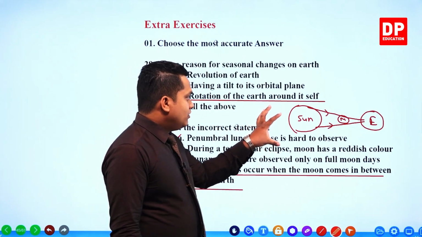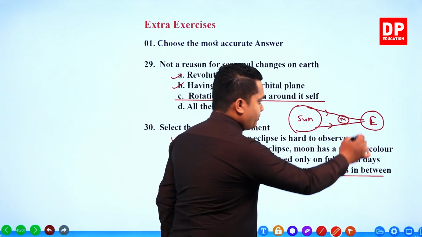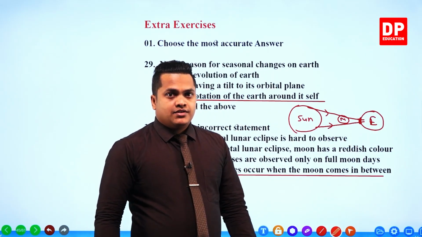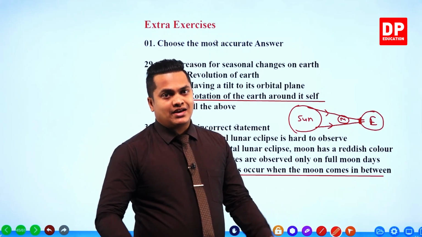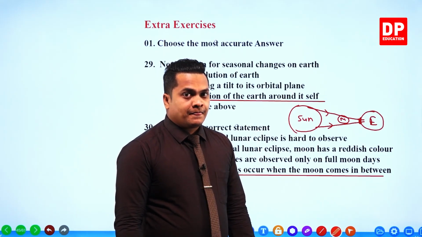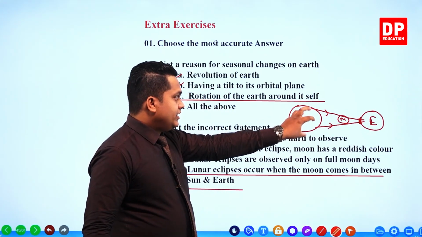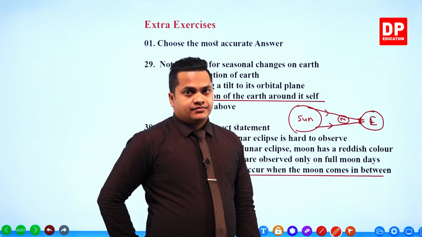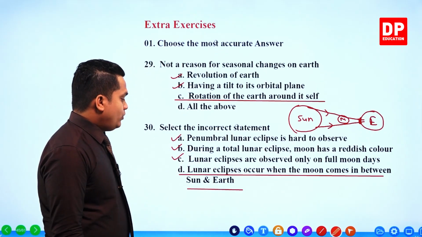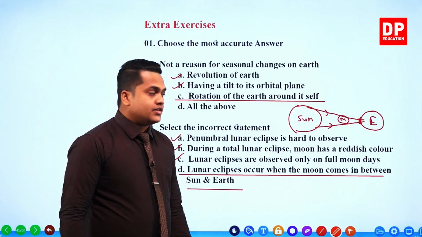Now in this case, when the moon is located between sun and earth, like this, the people who are around in this area will not be able to observe the sun. So this is regarding what? A solar eclipse. This is how a solar eclipse is going to occur, not a lunar eclipse. So in order for a lunar eclipse to occur, earth should come in between the moon and sun. So this is the incorrect statement. Lunar eclipses occur when the moon comes in between sun and earth. It is incorrect.